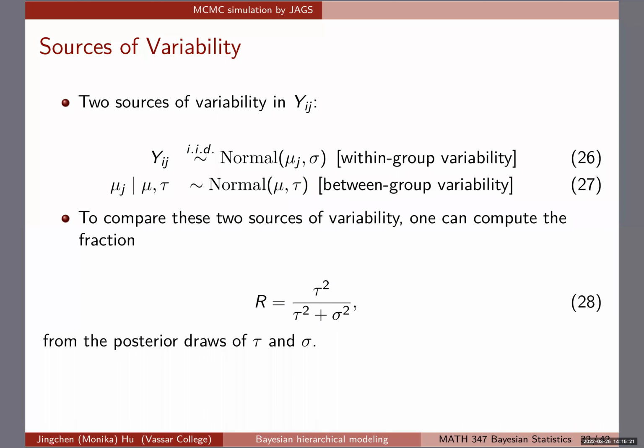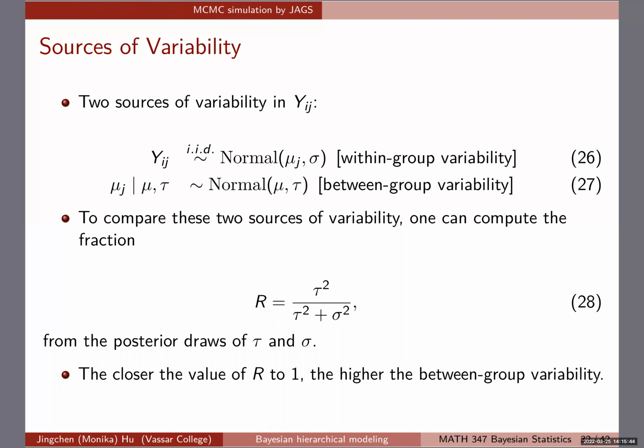A particular quantity that you can compute is R, which is tau squared over tau squared plus sigma squared. Think about it as a ratio of the between group variability over the overall variability, and then we can see which one is more dominant. The closer the value of R is to 1, the higher the between group variability, and vice versa.